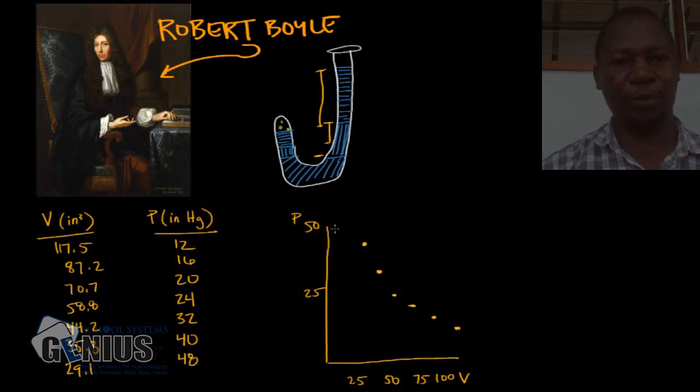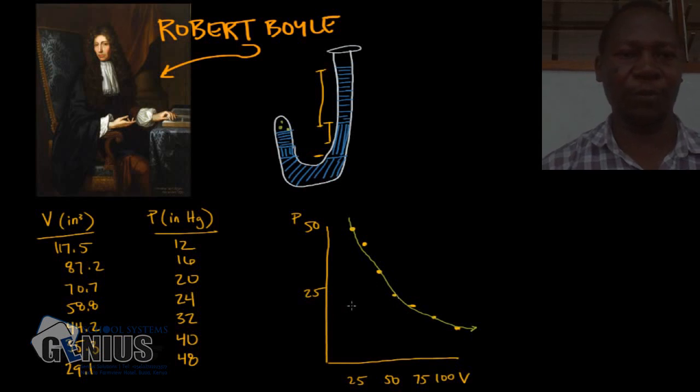What you have when you plot pressure as a function of volume is a hyperbola. What we see is that as the volume drops by half, about 100 to 50, the pressure essentially doubles. And as you go from 50 to 25 for the volume, you go from 25 to 50 for the pressure, about there. We have an inverse relationship for the pressure and the volume.